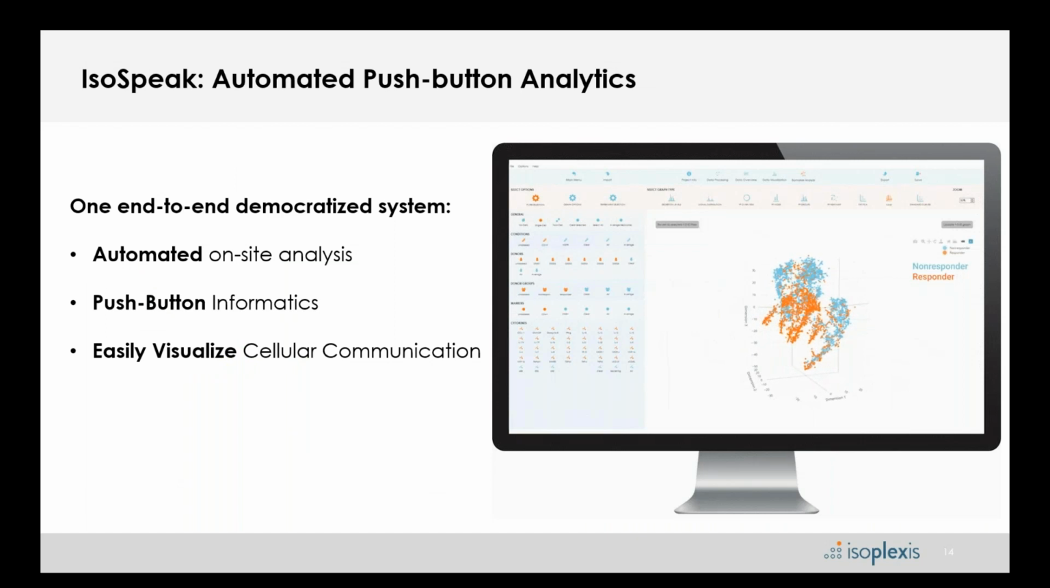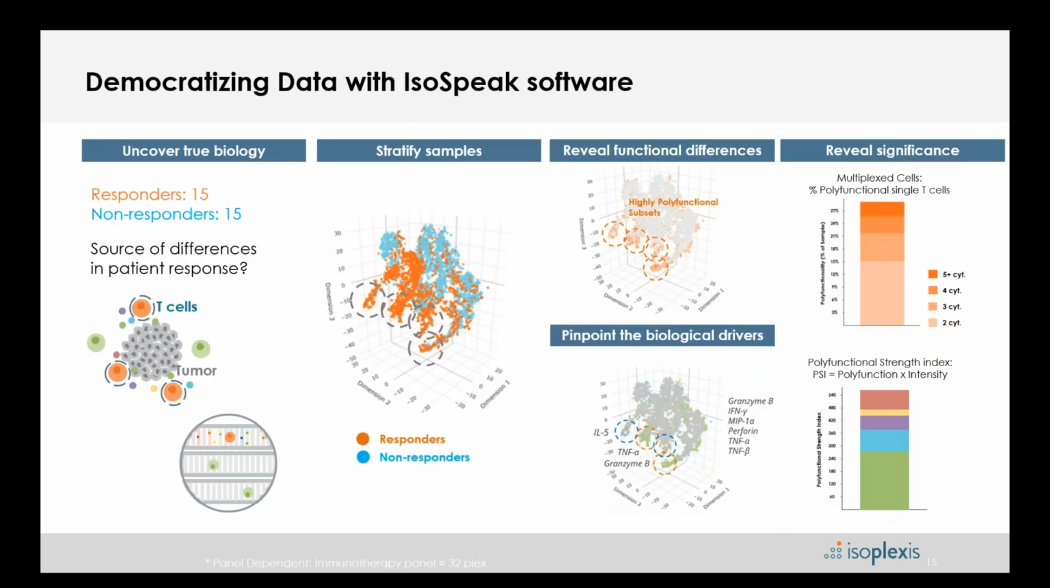And so what that entails is that IsoSpeak's automated push button analytics completes the end-to-end democratized system. The automated analysis allows for on-site analysis with a push button user interface, allowing for easy visualization of cellular communication. Our powerful and intuitive IsoSpeak software suite finds the differences in patient populations through both cellular figures and statistical frequency bar graphs. For an example, the software allows users to annotate all data with patient or preclinical info.